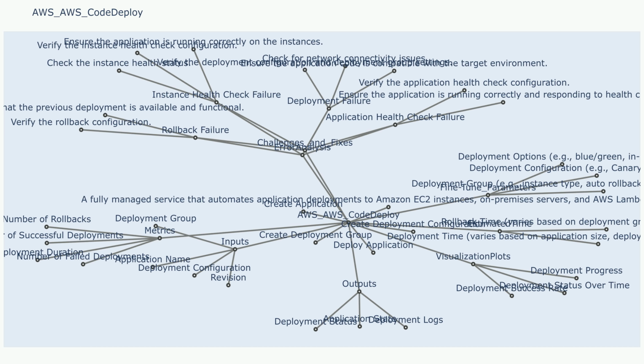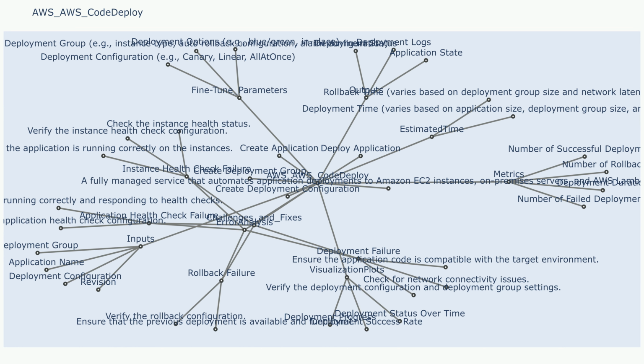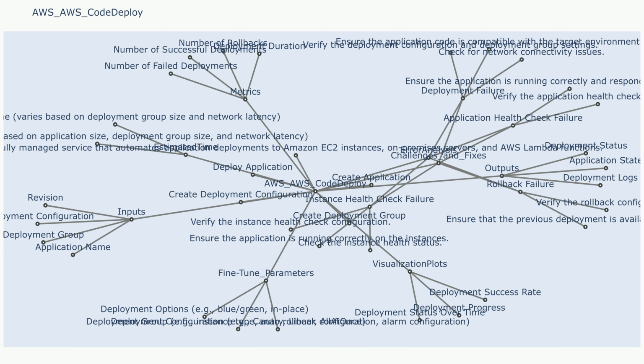YAML. Prerequisites. Name: AWS account. Purpose: to host and manage AWS CodeDeploy services. Explanation: AWS CodeDeploy requires an active AWS account to access resources like EC2 instances, S3 buckets, and IAM roles. The account provides the necessary infrastructure and permissions to deploy applications.